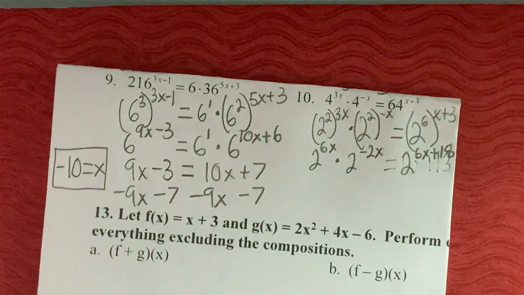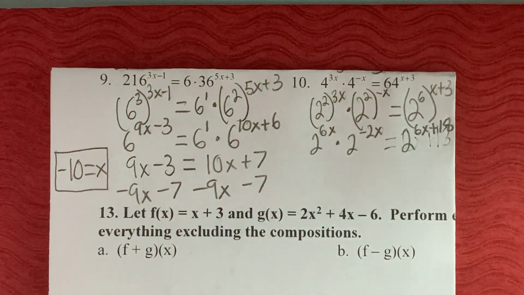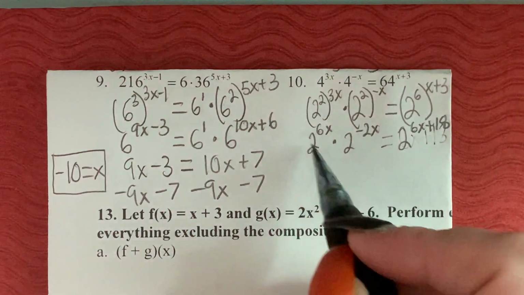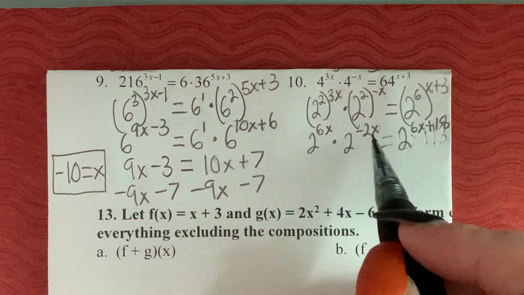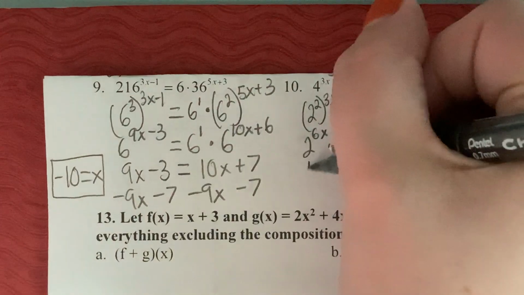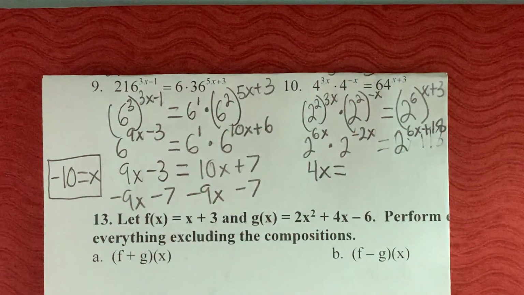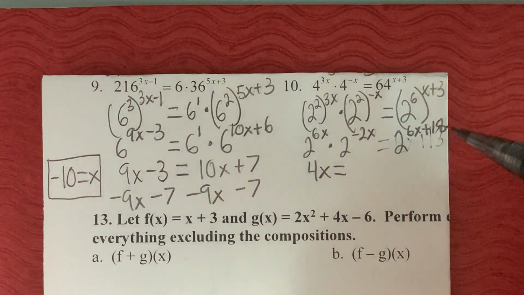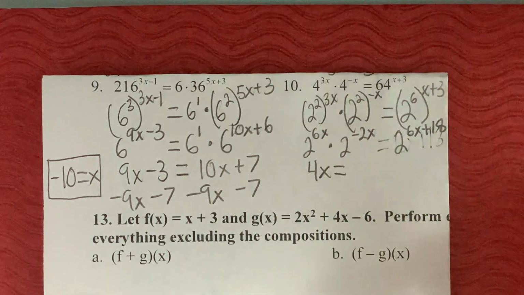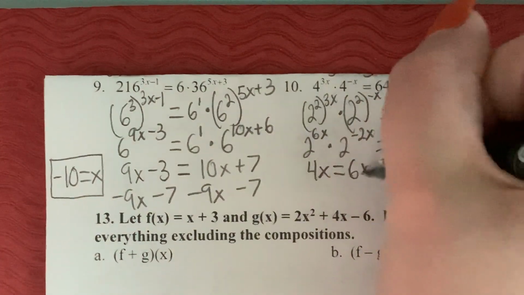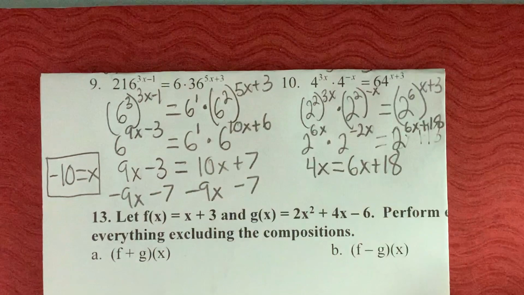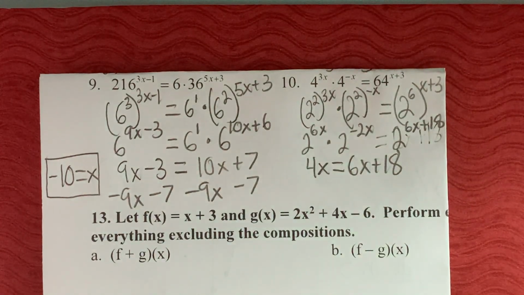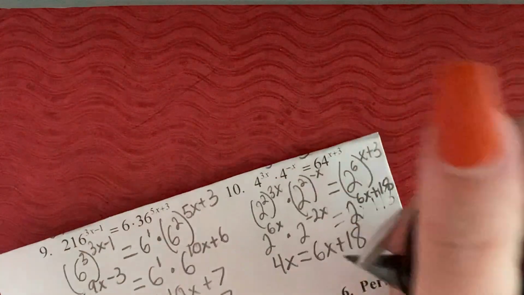Sorry, that's right. Okay, now I can go ahead and combine those exponents on the left side. So 6x plus negative 2x is going to give me 4x. And that'll be equal to the exponent with the like base on the right side, so 6x plus 18. Okay, so I'm going to go ahead and subtract 6x from both sides.